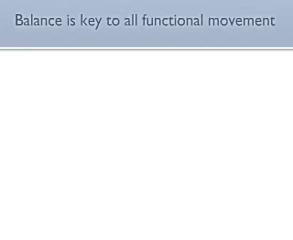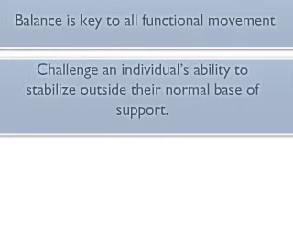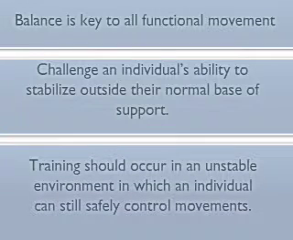In summary, balance is key to all functional movement. However, it does not work in isolation and is not static. Balance training should challenge an individual's ability to stabilize outside their normal base of support. Repetitive exposure to varied multisensory conditions can improve balance and neuromuscular efficiency. Training should occur in an unstable environment in which an individual can still safely control movements.